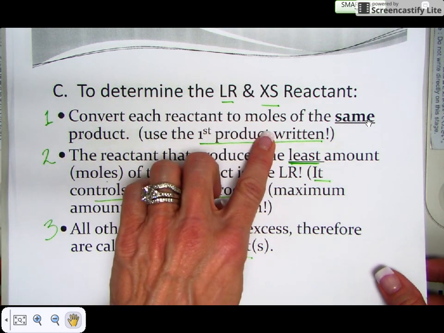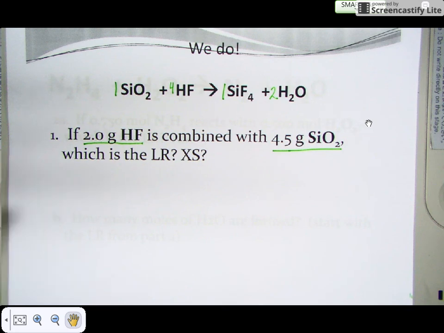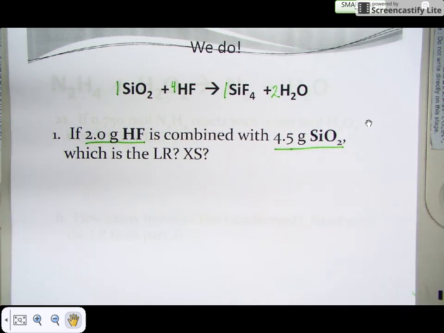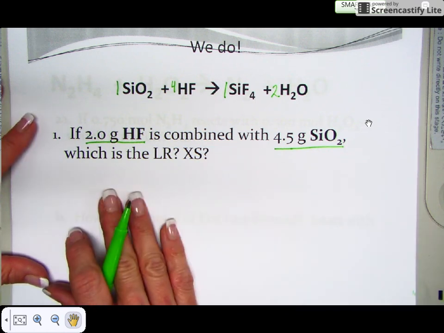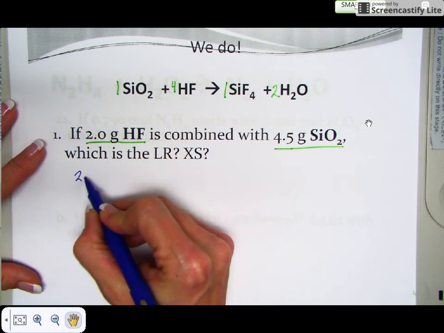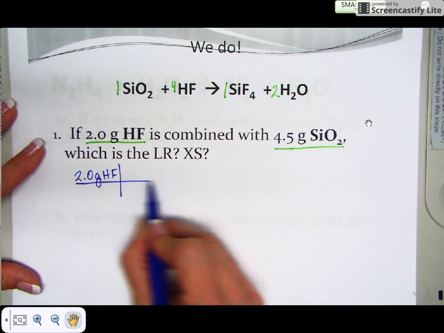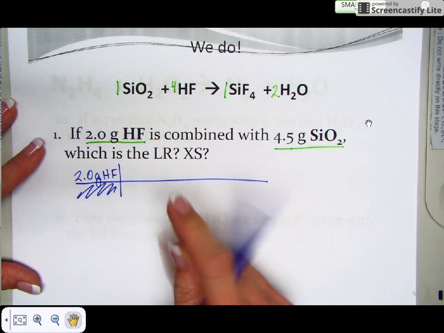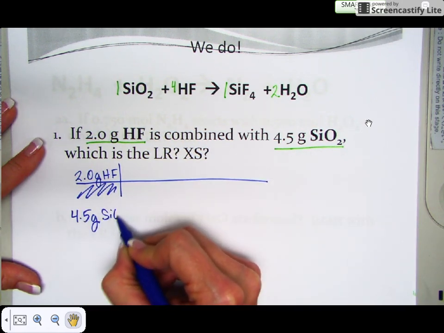Convert to moles of the first product. We're going to go to the first product written. Now, of course, you could go to grams of the first product, but that's going to just be a longer conversion. I'm trying to show y'all the fastest way to get your answers. So we're going to start off with 2.0 grams of HF. And we're going to start off with 4.5 grams of SiO2.